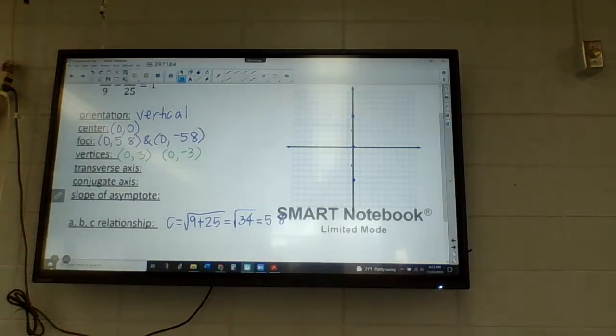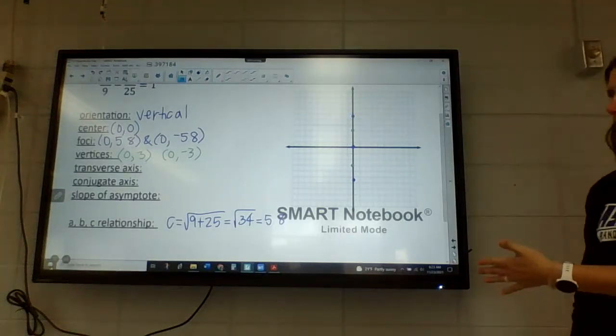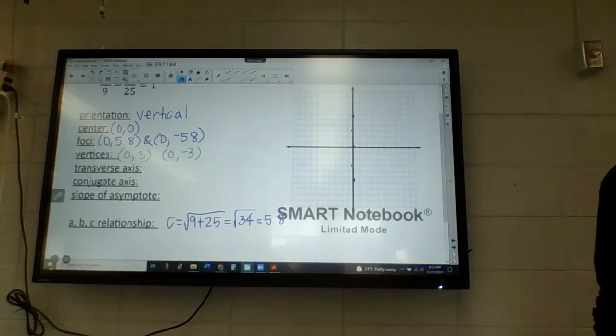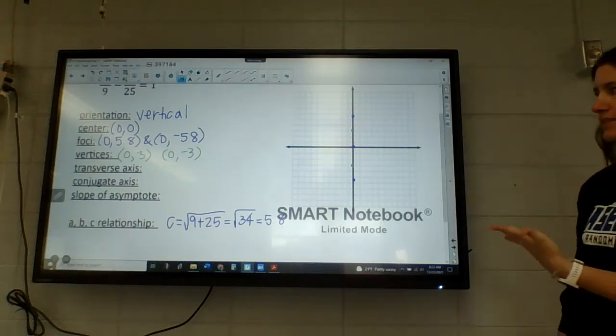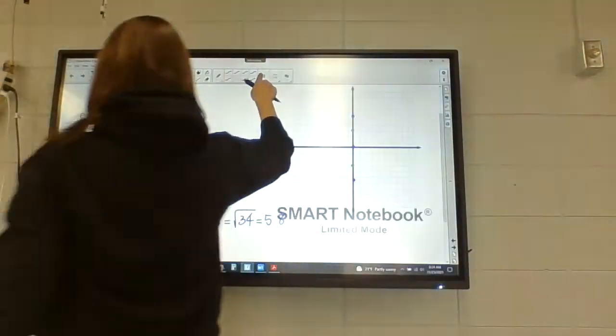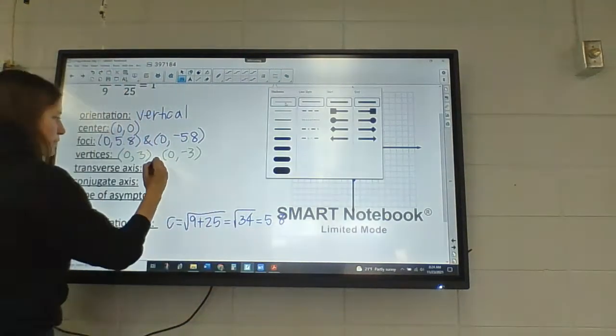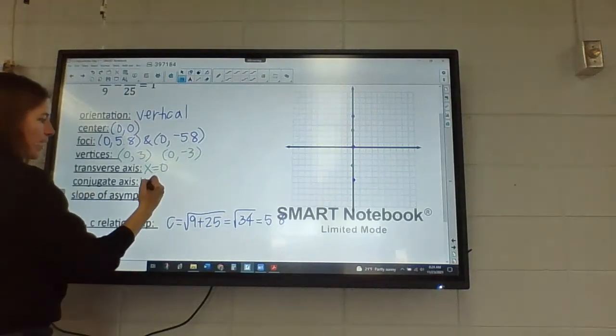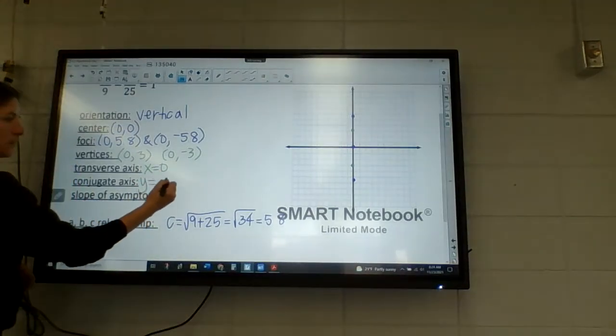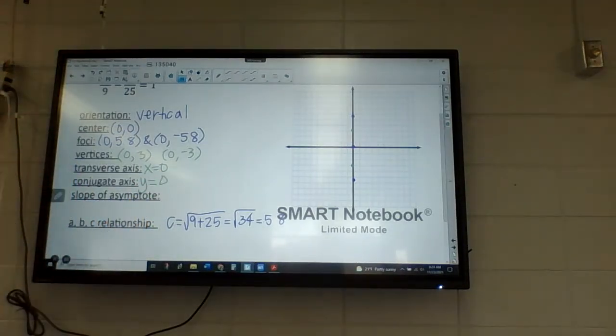Now the transverse axis, since it's vertical, is the one going through the vertical way. So that's going to be x equals 0. Not a very interesting point to know. So this will be x equals 0, and this will be y equals 0. So it's just those axes, not a big deal.